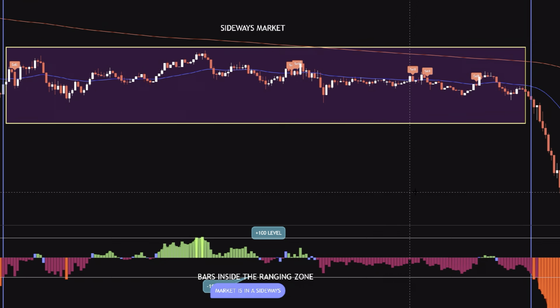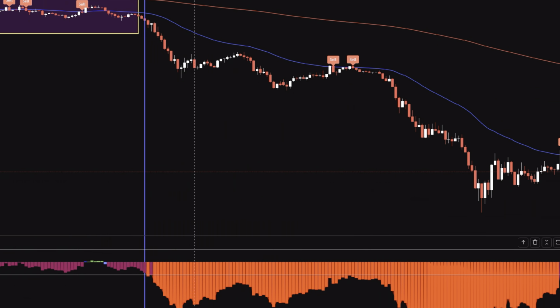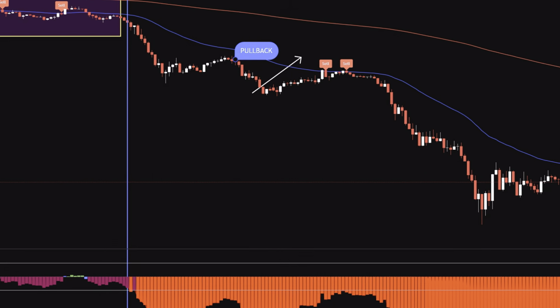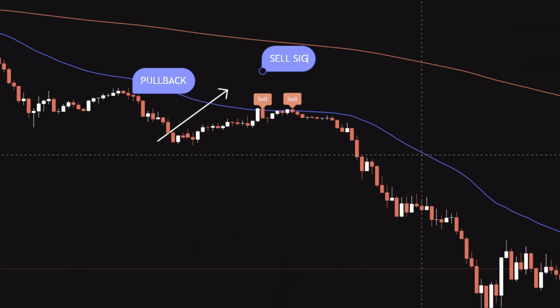Price drops below the EMA line. Bearish momentum is confirmed. The trend is down. Price then pulls back above the short-term EMA. And this is where you get ready, not where you enter. Wait for price to break back below the short-term EMA. Wait for the sell signal to print.